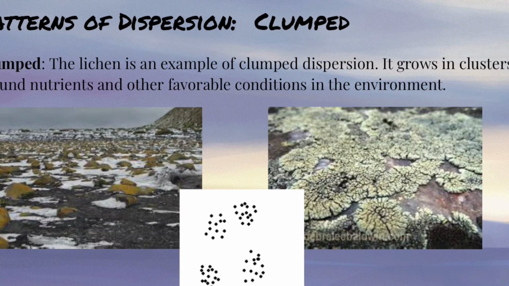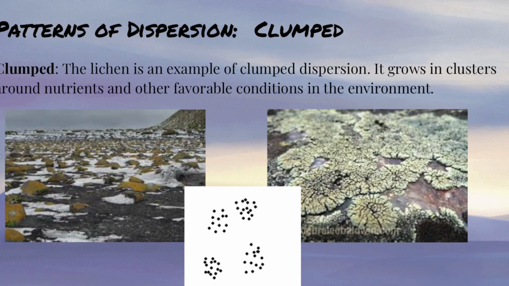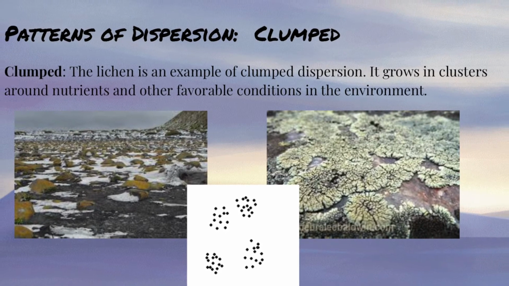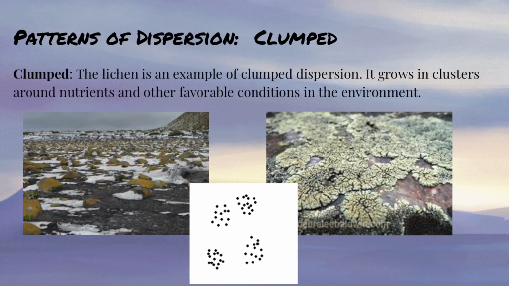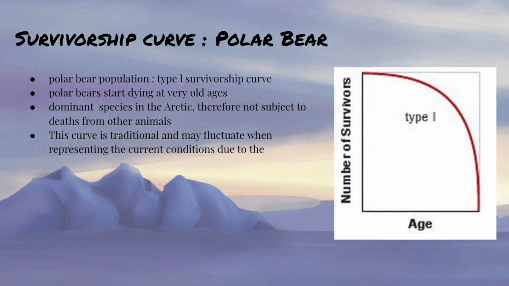The last pattern of dispersion is clumped. An example of clump dispersion in the tundra is the lichen. Lichen grow in clusters around nutrients and other favorable conditions in the environment. For our survivorship curve, we chose the polar bear.